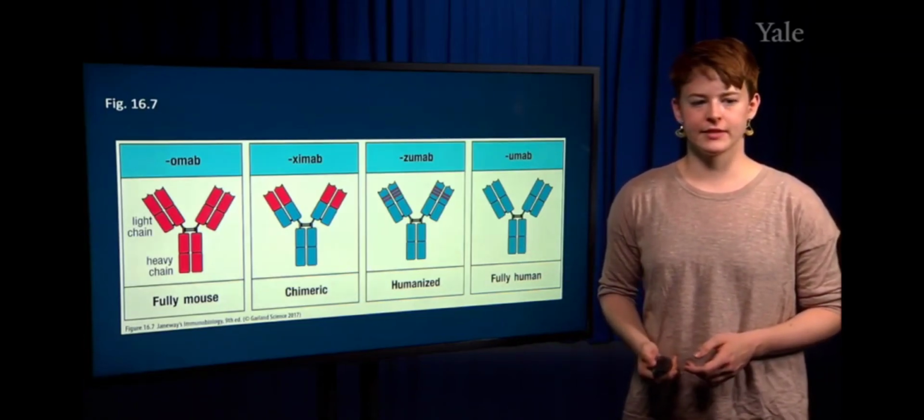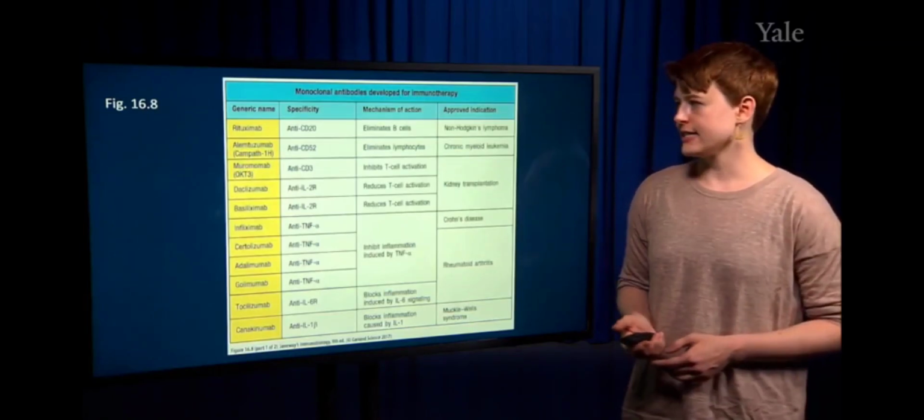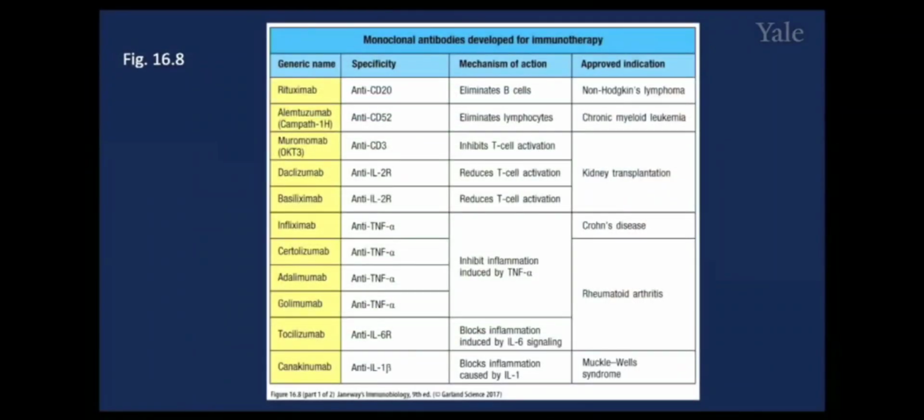So in figure 16.8, they give you a list or summary of some of the most common monoclonal antibody therapies. And again, you don't need to know the names or these specific molecules, what they're targeting, but just keep these in mind.